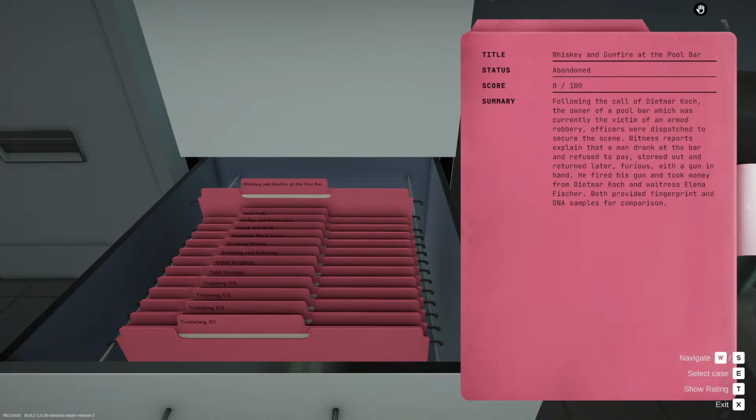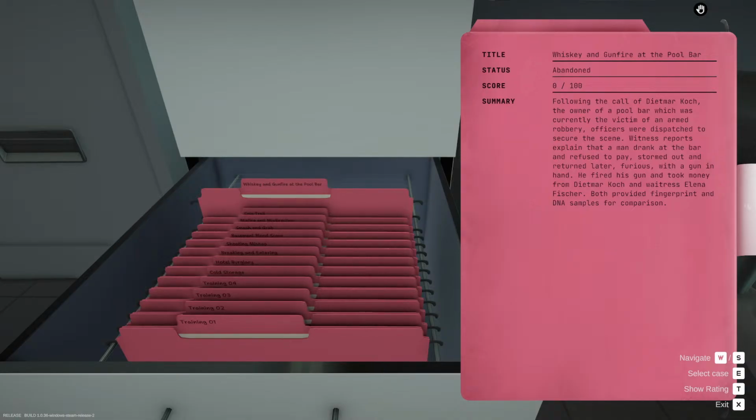Alright. Whiskey and gunfire at the pool bar. Following the call of Dietmar Koch, the owner of a pool bar which was currently the victim of an armed robbery, officers were dispatched to secure the scene. Witness reports explain that a man drank at the bar and refused to pay, stormed out and returned later. Furious with a gun in hand, he fired his gun and took money from Dietmar Koch.